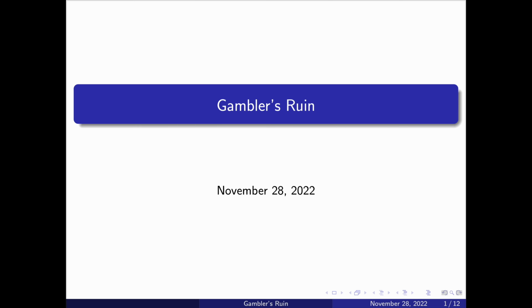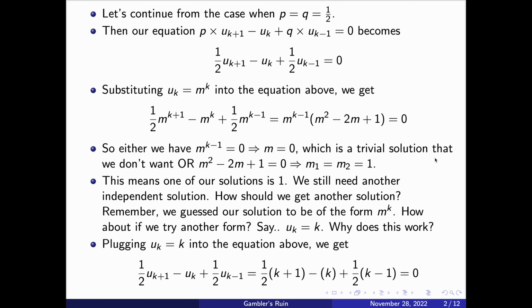Let's look at this slide. We will continue from the case when we had P and Q equal to 1/2. If you don't know this gambler's ruin problem, I encourage you to look at my previous video where I talk about the setup. Basically, we have two players, player A and B. They will be playing against each other. When player A wins, he or she will get $1 from player B. If player A loses the match, then he or she will give $1 to player B.